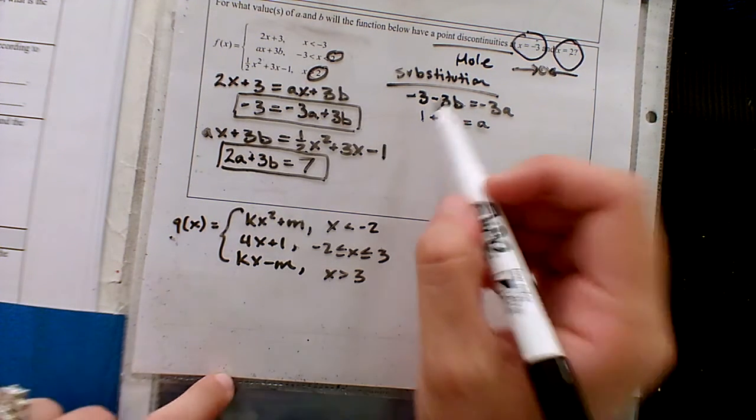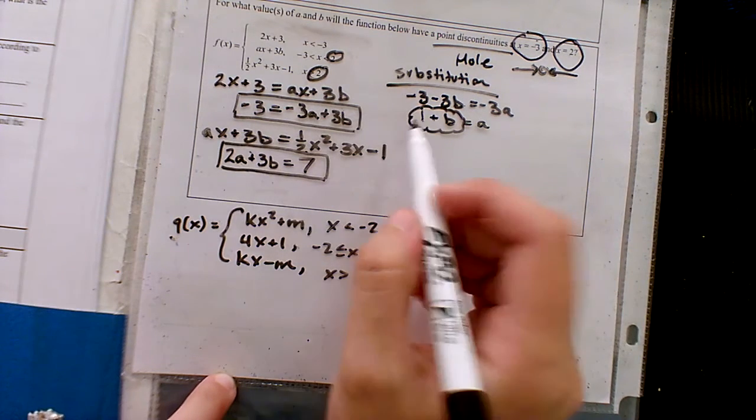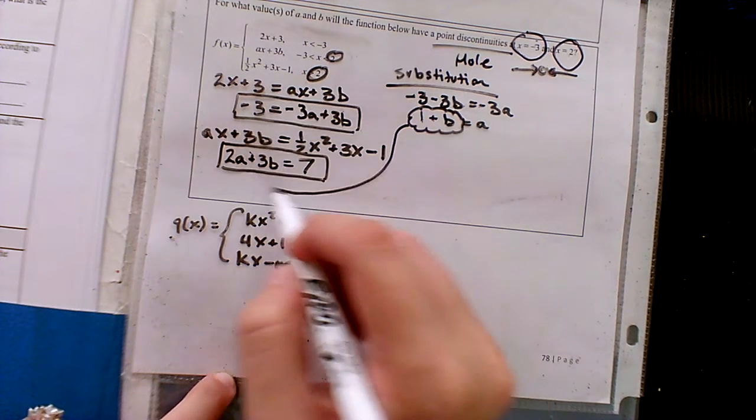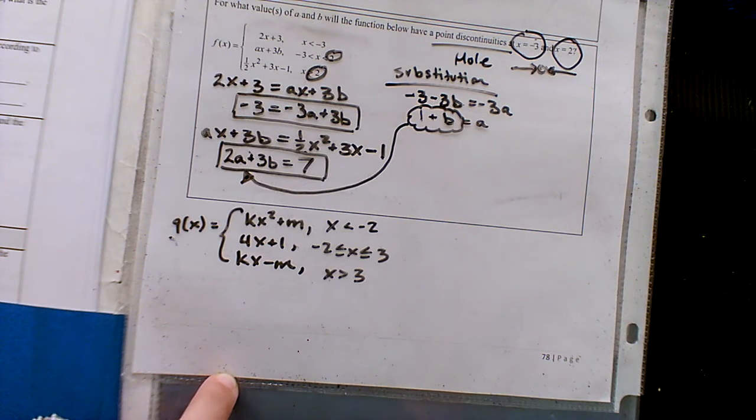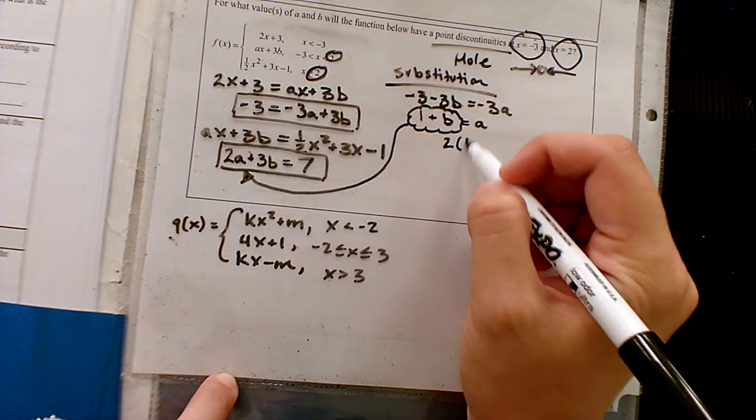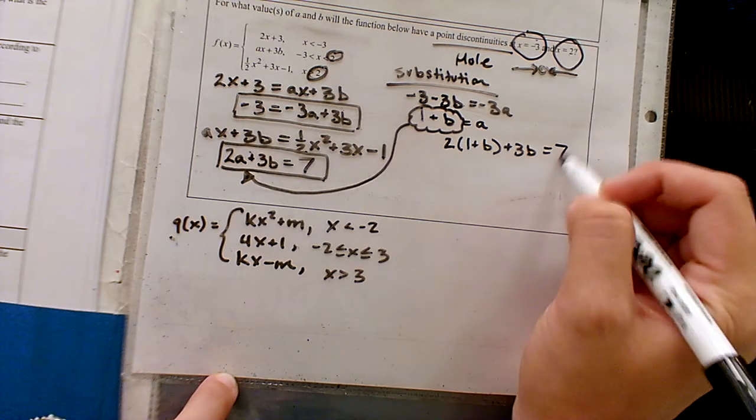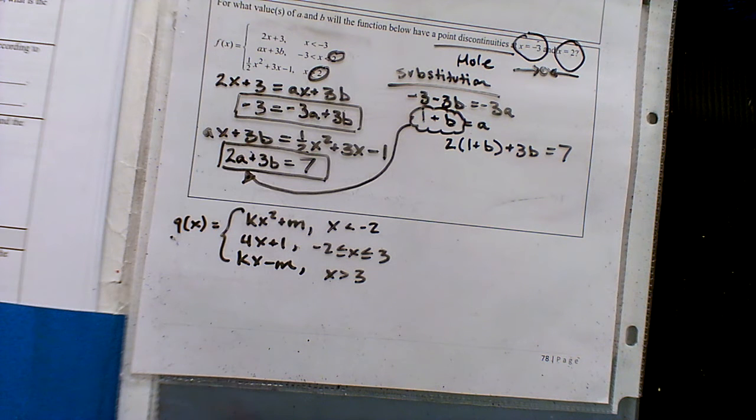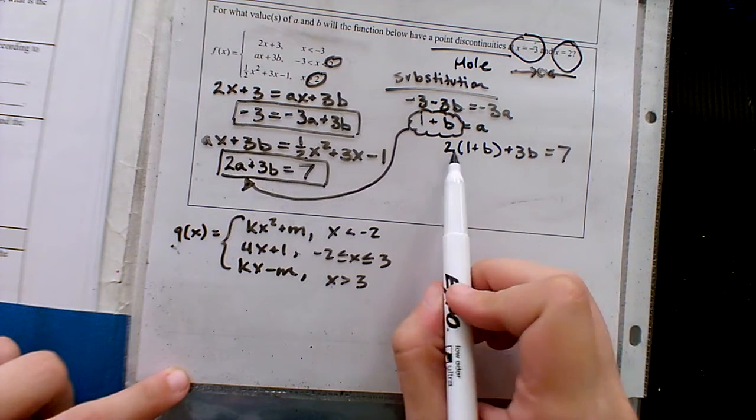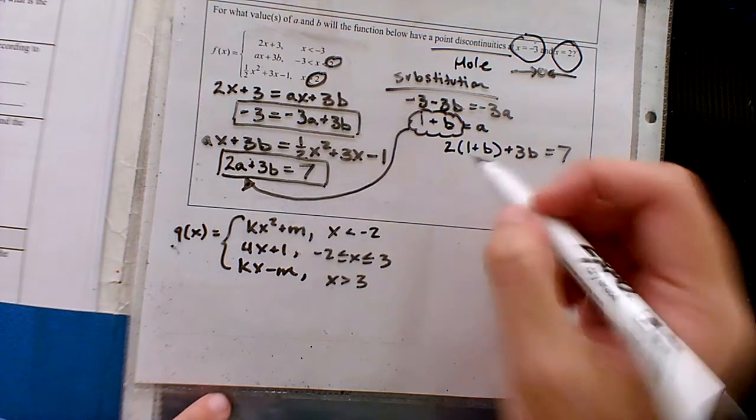So now that A is all by itself, we can take that 1 plus b that A is equal to, and we can plug that in to the A in the other equation we did not use. So we'd have 2 times 1 plus b plus 3b, and then equals 7. So we're kind of merging the two equations together by using this substitution method. And by merging the two together, notice how we have one equation with one variable now. So that's balanced. We should be able to solve for that variable.